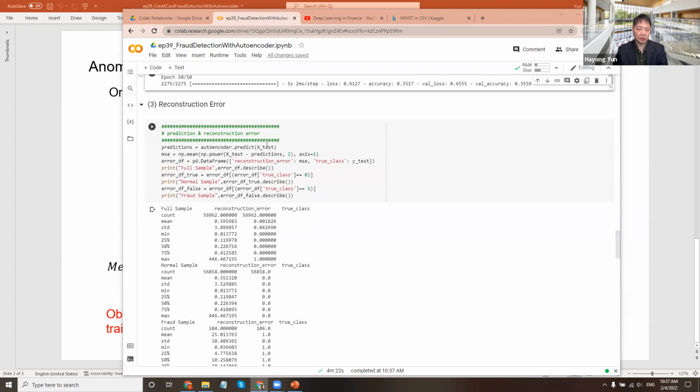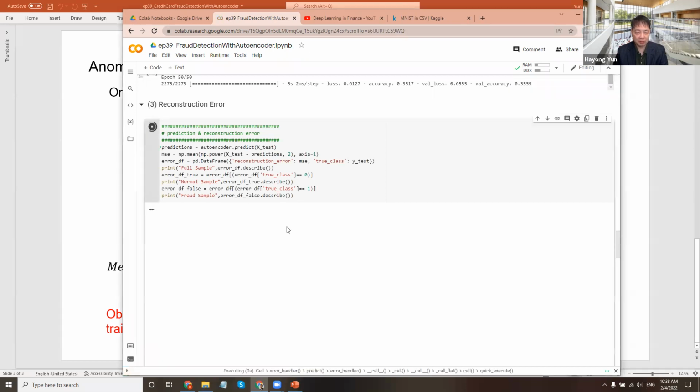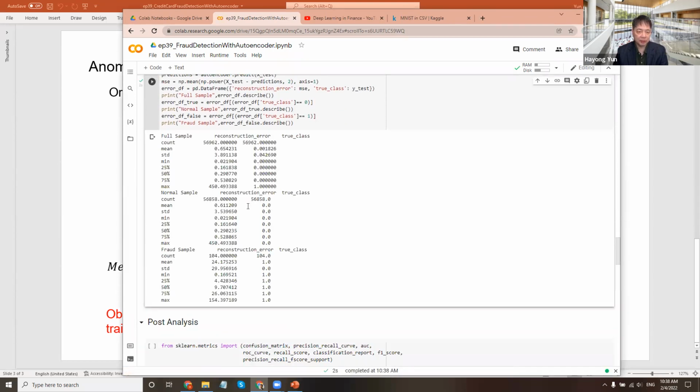So we call autoencoder predict on X_test, and that's our prediction. Compare it against X_test using the mean squared error and get the MSE. Then combine the true class y_test and the MSE in a data frame called error_df. You can look at the summary statistics of all samples, true class normal and true class fraud. What you'll see is that the mean reconstruction error is 0.61 for the normal sample, but it is 24 for the fraudulent sample. So again, a large mean squared error is likely to indicate a fraudulent transaction.